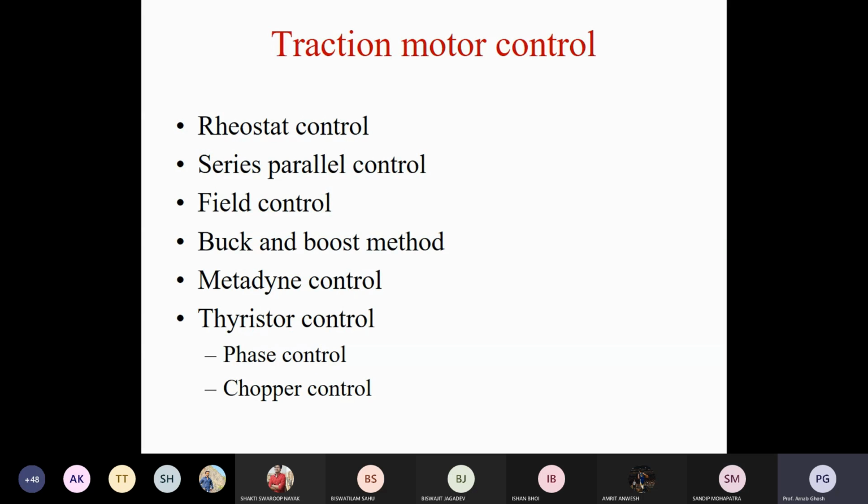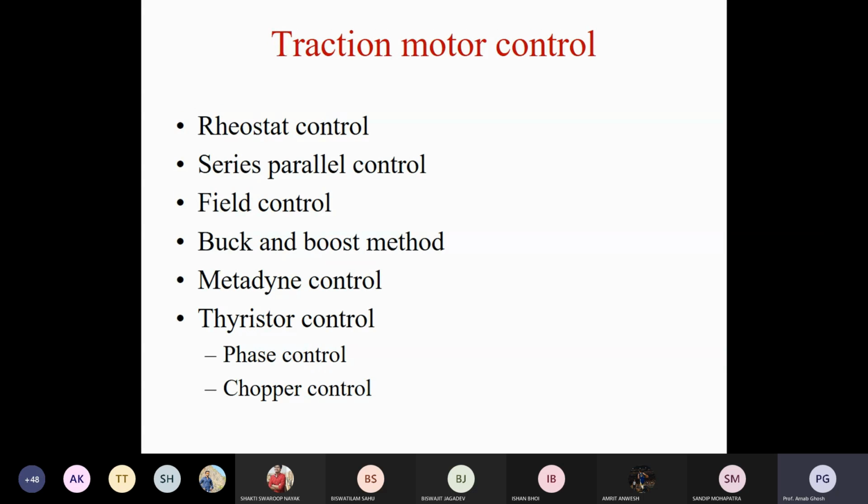Normally a motor has three controls, you know: armature voltage control, armature resistance control and field resistance control, or field control. Armature voltage control and armature resistance control are more or less the same. That's why it is buck mode control and boost mode control. It means you can change the armature terminal voltage by using a power electronics converter. That's why that term is there, buck and boost method.